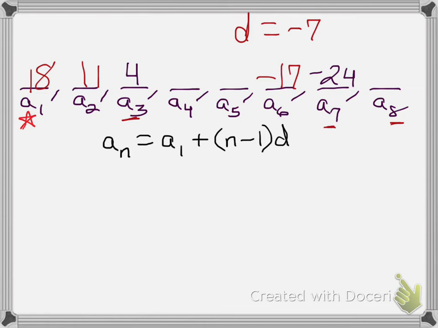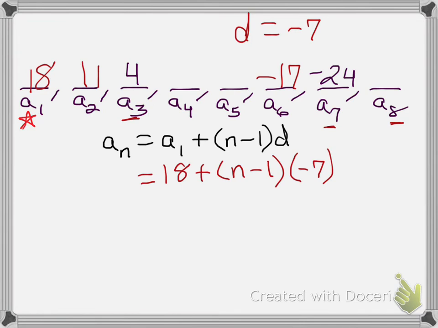So I have my explicit formula written out here. A sub n equals a sub 1 plus n minus 1 times d. And I'll plug in my a sub 1, now that I know it's 18, plus n minus 1, and my common difference, which is negative 7. And then I'll go ahead and distribute my negative 7.